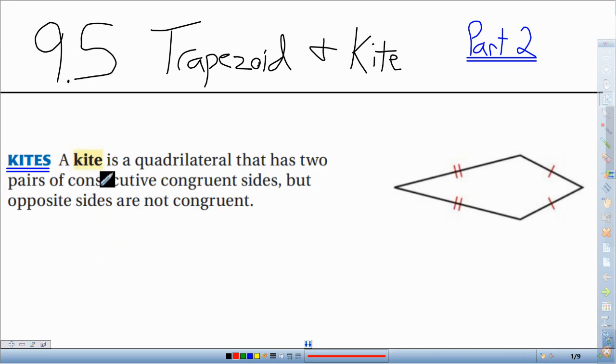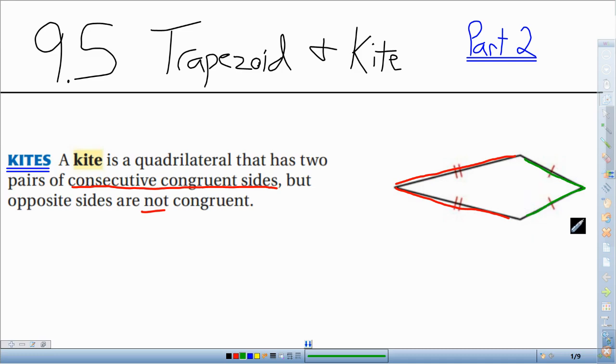Okay, it says a kite is a quadrilateral that has two pairs of consecutive congruent sides, but opposite sides are not congruent. Okay, let's break that down real quick. So they're saying that it has two pairs of consecutive congruent sides. If you guys remember, consecutive means side by side. So if I'm looking at it, these sides here and here would be considered consecutive, and they are congruent to one another. Okay, over here as well, these sides would be considered consecutive to one another, and they're also congruent. Okay, so that's the first thing.